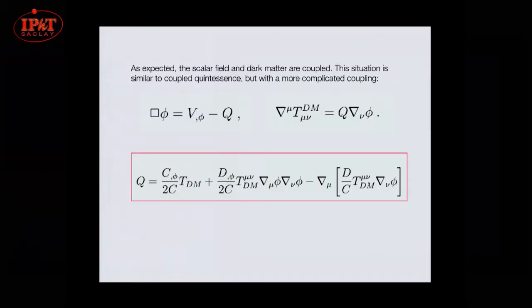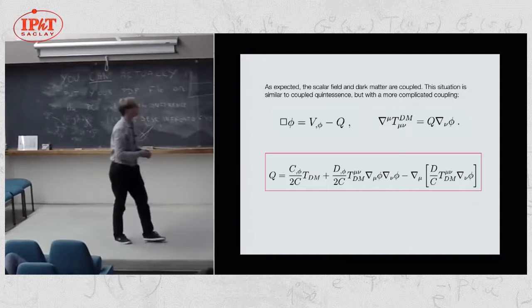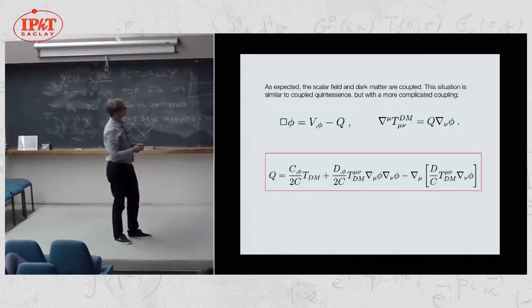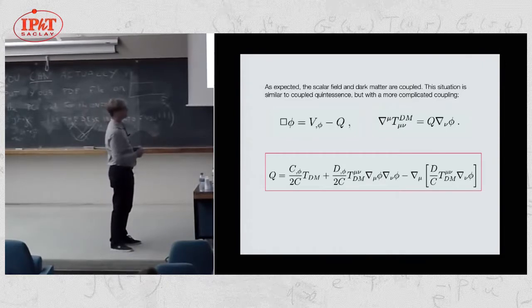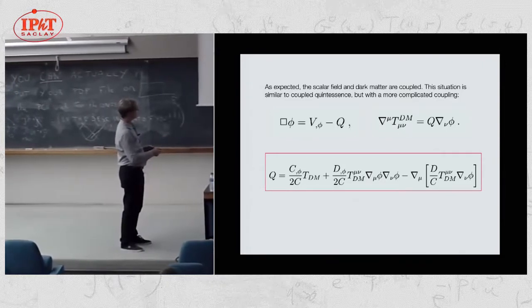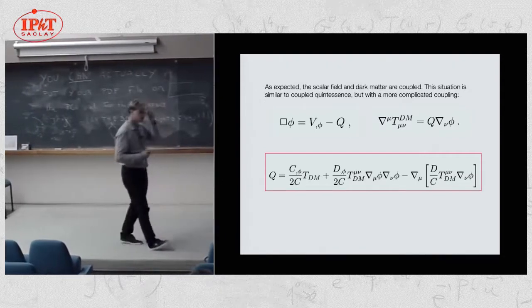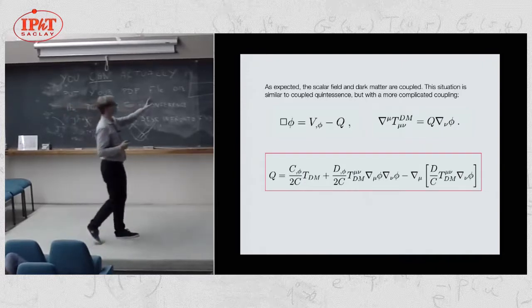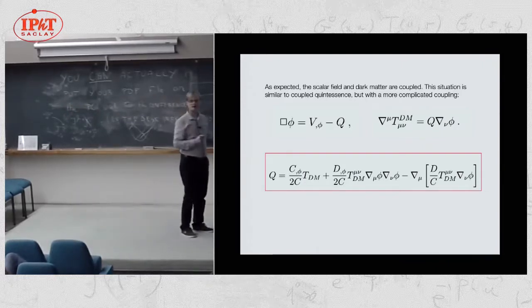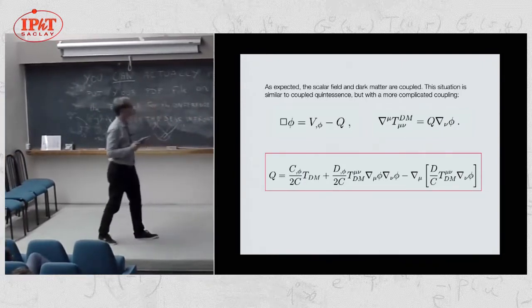As Nelson has said already, also in this theory, the scalar field is driven by the potential, but also by this coupling function Q. And dark matter is no longer conserved because of the coupling in a standard way. As you have seen before, you have this coupling function here and the derivative of phi. Now with a disformal term, the function Q is much more complicated, and I think this version of the coupling function was written down by Miguel in a paper with Tommy Koivisto and David Mota.